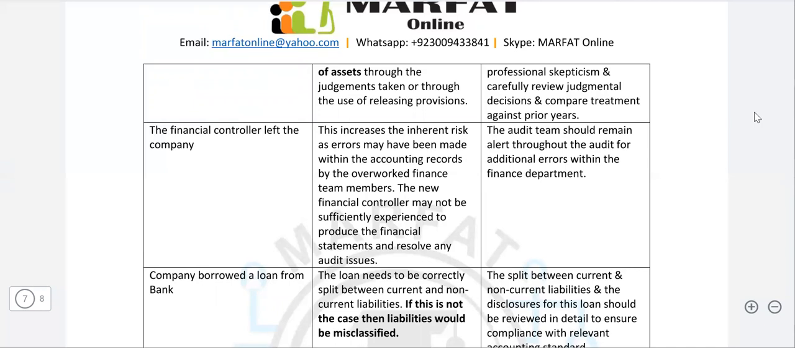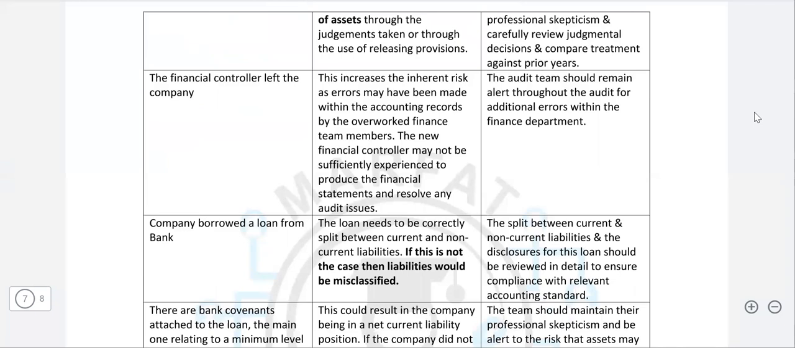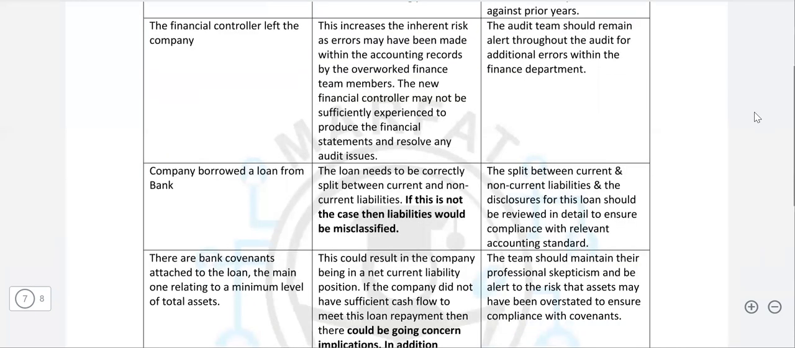The financial controller is a senior person. Now, if the burden of the financial control is transferred to subordinates, they may not be sufficiently qualified to deal with the financial reporting, and they're just preparing the financial statements in whatever way they know. So there may be misstatements within the financial statements. So this is the audit risk. You need to relate it to the financial statements.